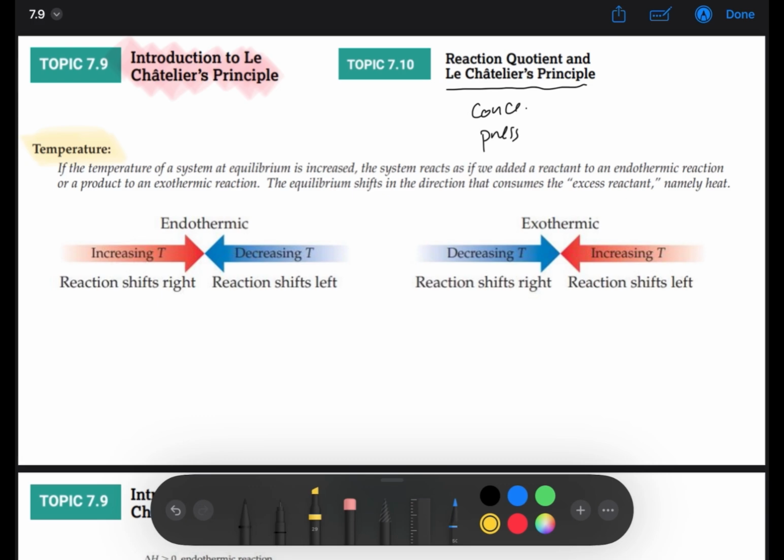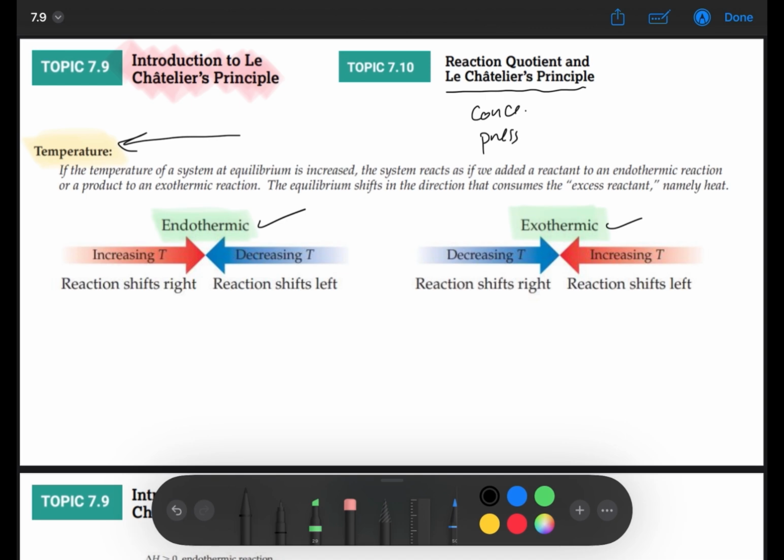Since we're talking about temperature and thermochemistry, you're supposed to know the types of reactions, which are endothermic and exothermic. So what will happen to the direction of reaction if we have endo or exo as a result of changing the temperature? Let's start with endothermic.